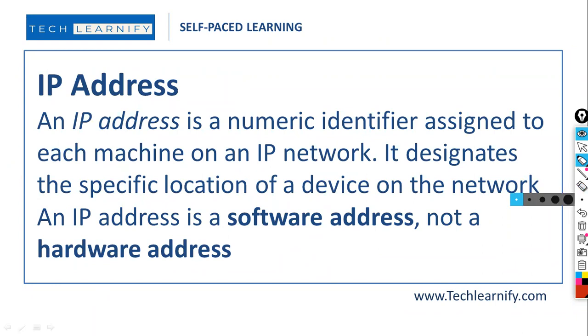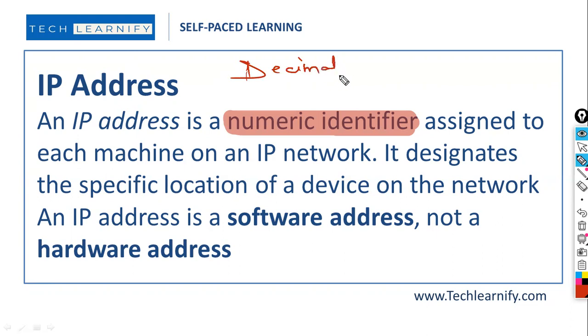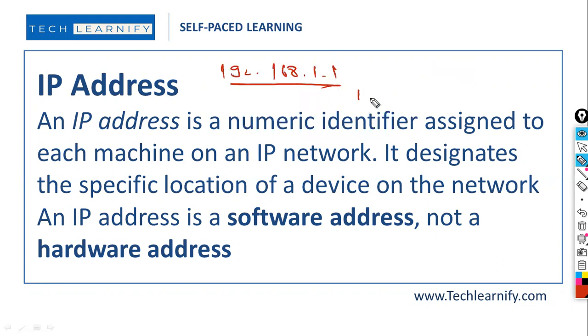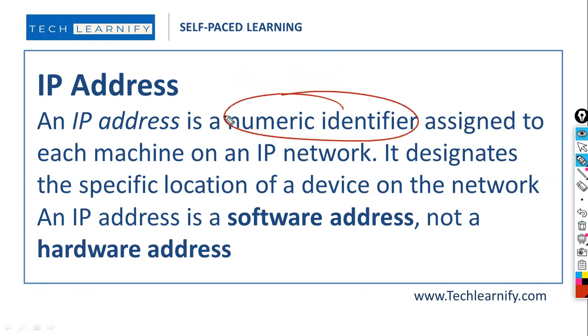So an IP address is a numeric identifier. Why numeric? Because there's a certain range. The address that we assign is in decimal format, meaning you can use numbers like 0 to 9. Something you have probably seen, like 192.168.1.1 or 10.1.1.1 or 10.0.0.2. It is a numeric identifier assigned to each machine or end device on an IP network.